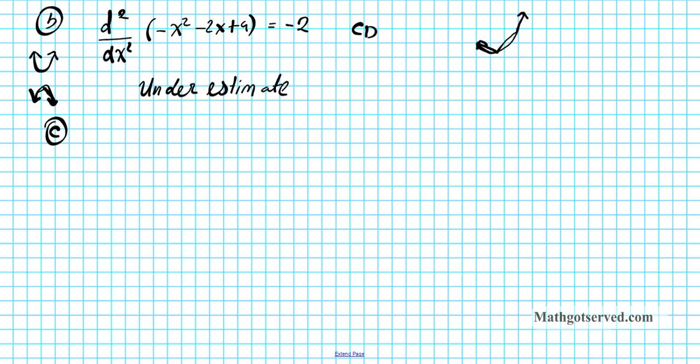Now let's find the exact area using FTC part 2. We're looking for the definite integral from negative 3 to 1 of negative x squared minus 2x plus 9. And we know what the power rule is for integration. If we integrate x to the n, it's x to the n plus 1 over n plus 1. So that's what we are going to be applying here.